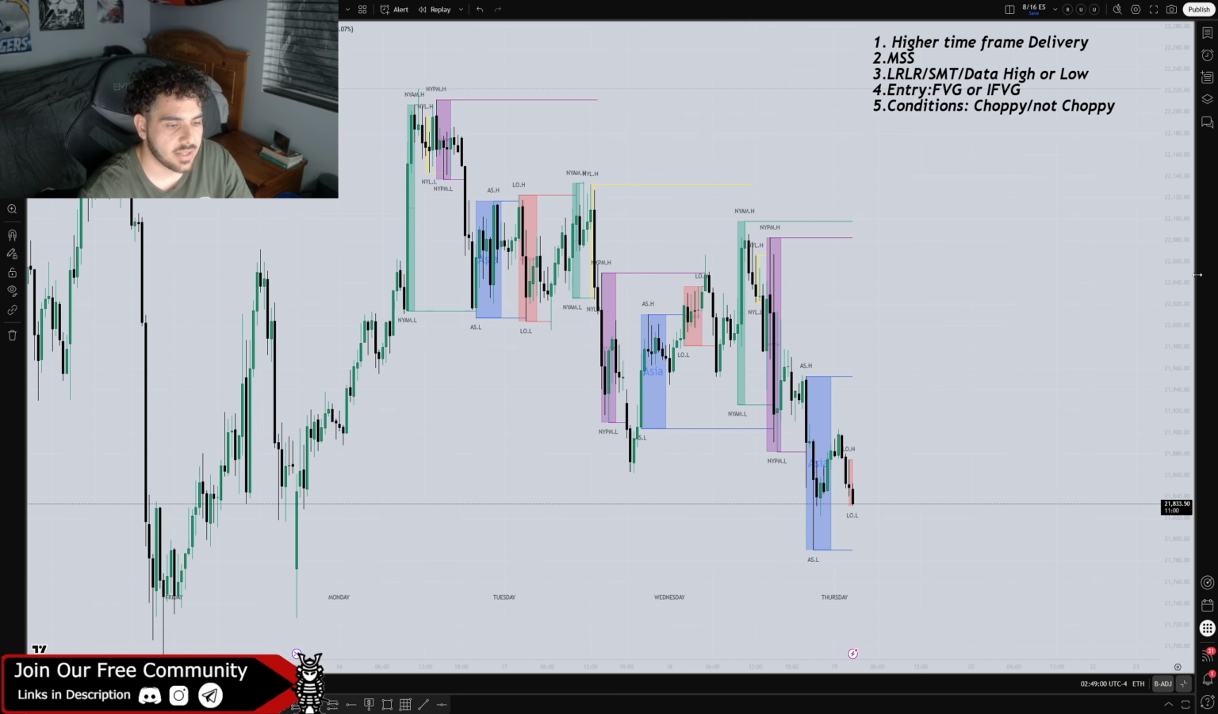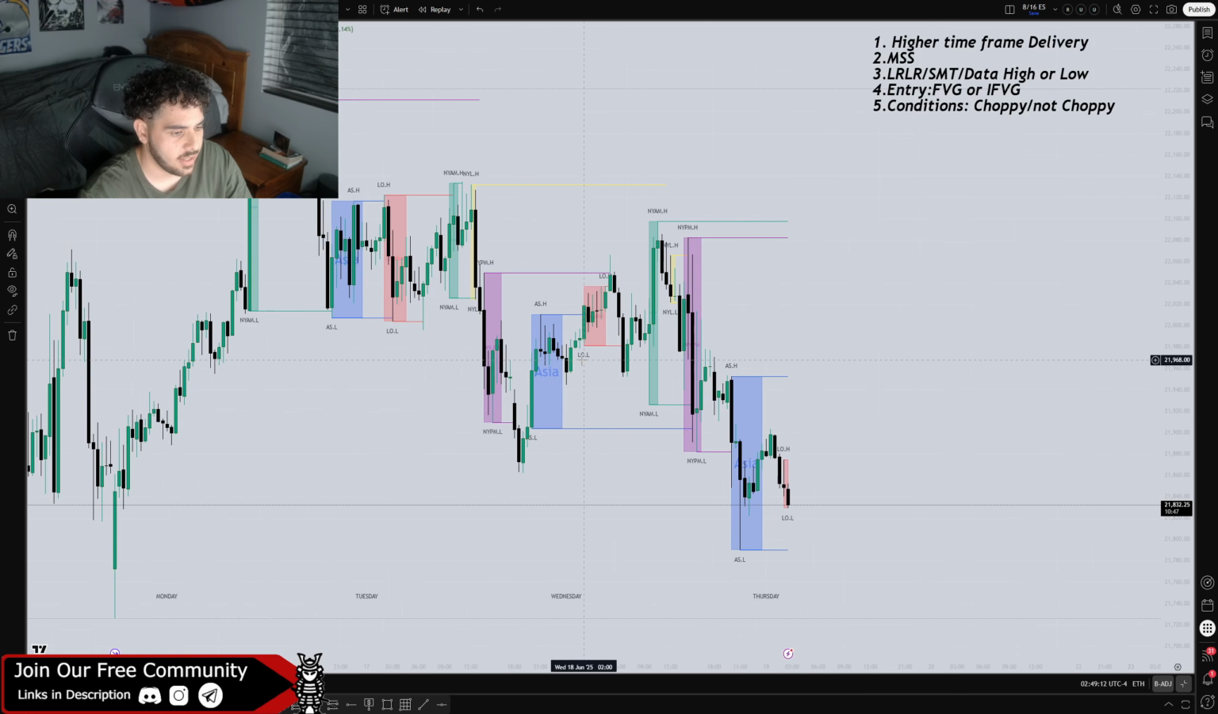So this could be either a sweep of a high of day, a sweep of a low of day, a sweep of a previous session low or high, or a fair value gap. And that's going to be the most common. And I'll show you guys how to easily identify that.